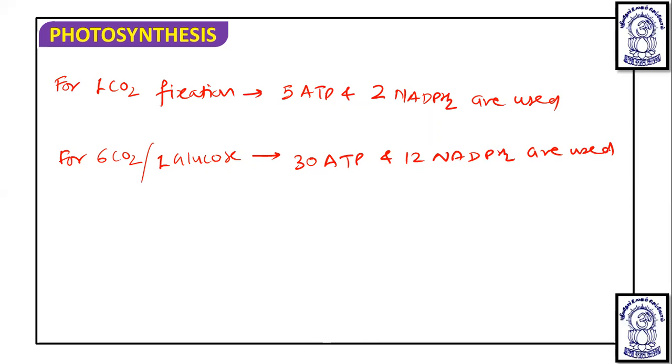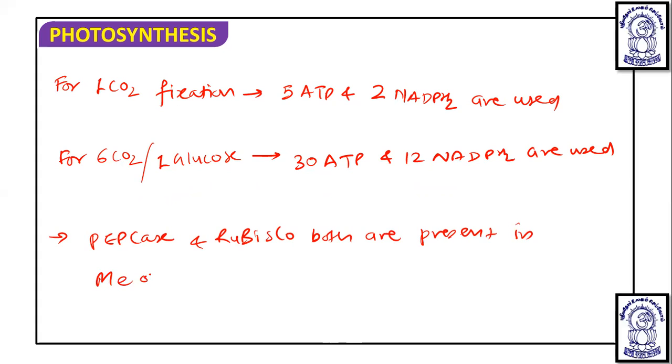Now ultimately we have understood that the whole pathway is occurring, and oxaloacetic acid is the first product. We have understood that additional 12 ATP are used for 1 glucose synthesis. Here we remember that PEP carboxylase and RuBisCO, both are present in the mesophyll cell. Okay, so this is the thing which occurs in this whole pathway, that is about the CAM pathway and the CAM plants.